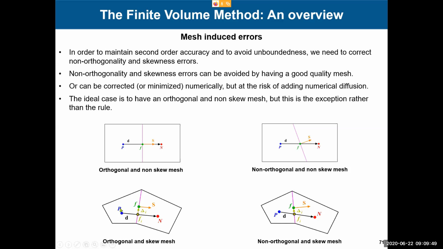So you have the vector P and N, okay? You have it like this, and then this vector will intersect the face here. But actually you want to approximate the solution at the face center. So this deviation here is what we know as skewness, okay? And these two errors, non-orthogonality and skewness, will have a strong influence on all our approximations, as we have seen.